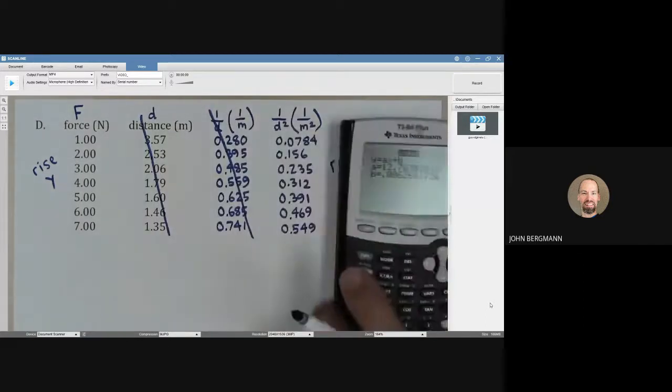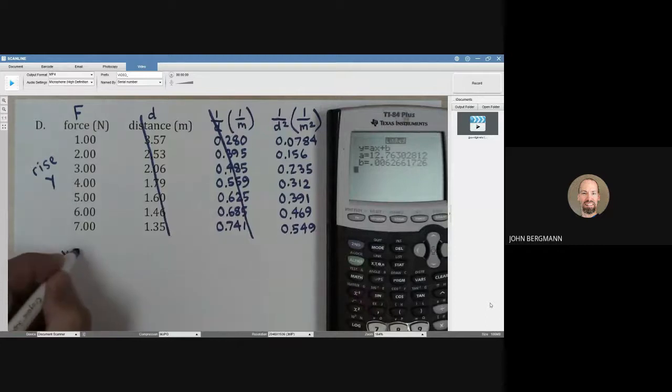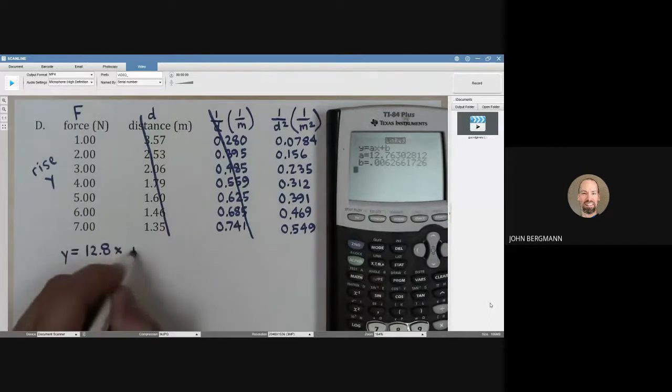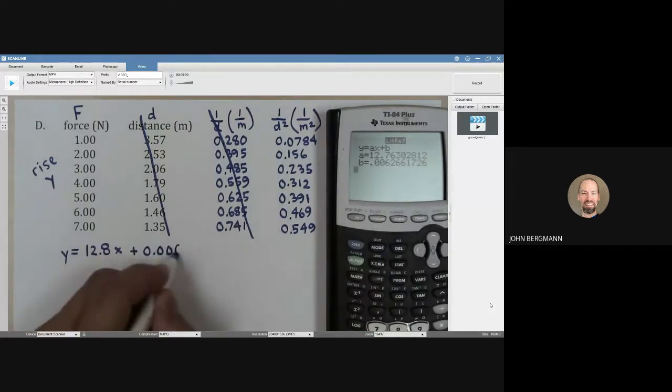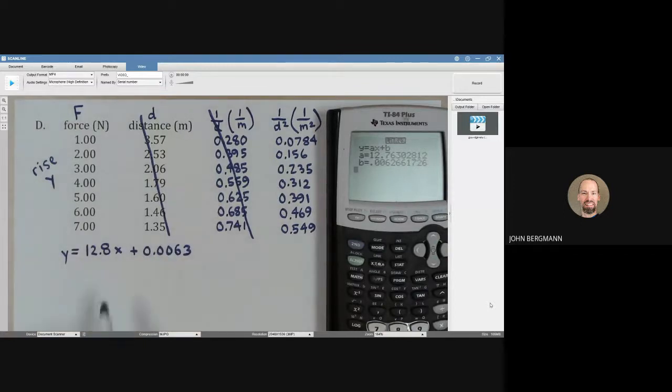Let me sneak this over just a bit. What my calculator says is that y is going to equal 12.8x plus 0.0063. Now, don't leave your answer in terms of x and y. Typically, you want to use the variables that we have here. So instead of y, we're going to put capital F. And instead of x, what's x? X is 1 over d squared. So you could write it 1 over d squared if you want, or if you want to just put the d squared in the denominator, you could do that. Plus 0.0063.